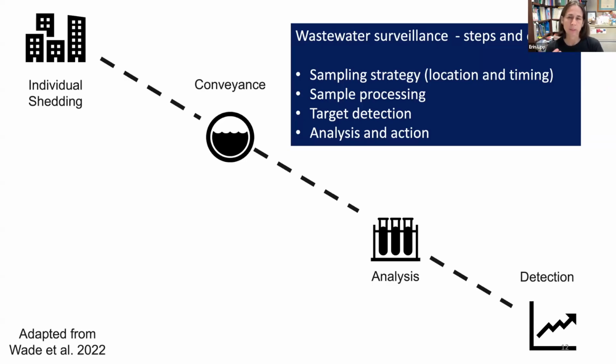So I'm going to go through 4 general steps on considerations for when you're setting up your sampling strategy, considerations for how you're processing your sample, and what that means in terms of your target detection, and then analysis and what you do with that information, because ultimately we want this to be relevant for public health action.